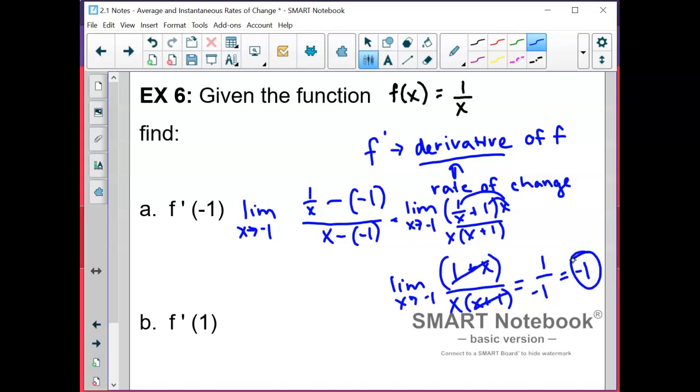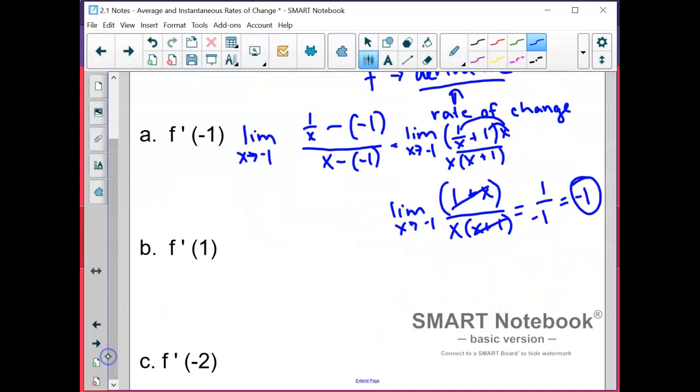Okay. The next part asks us to find f prime of 1. So we're doing the same thing except our a value is 1 here. So that's going to look like this. We'll have the limit as x approaches 1 of 1 over x, which is our f of x, minus the a value, which in this case is 1, over x minus the a value, which is 1.